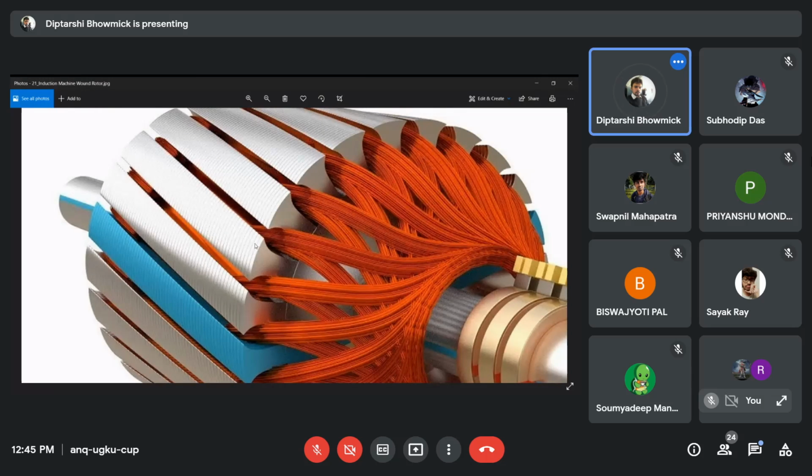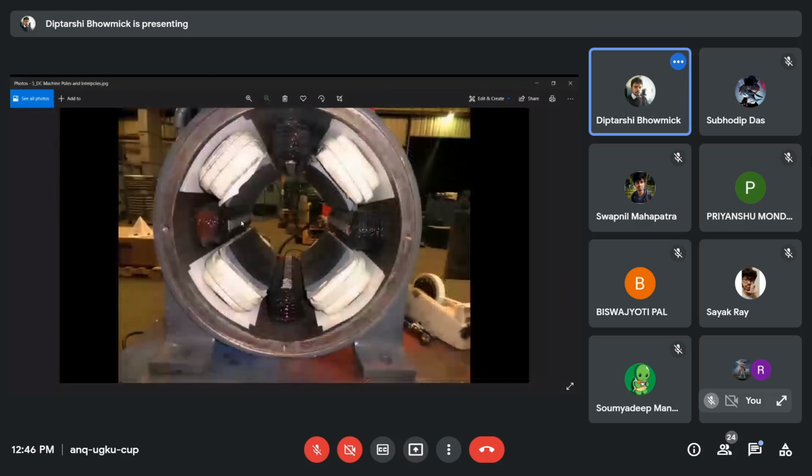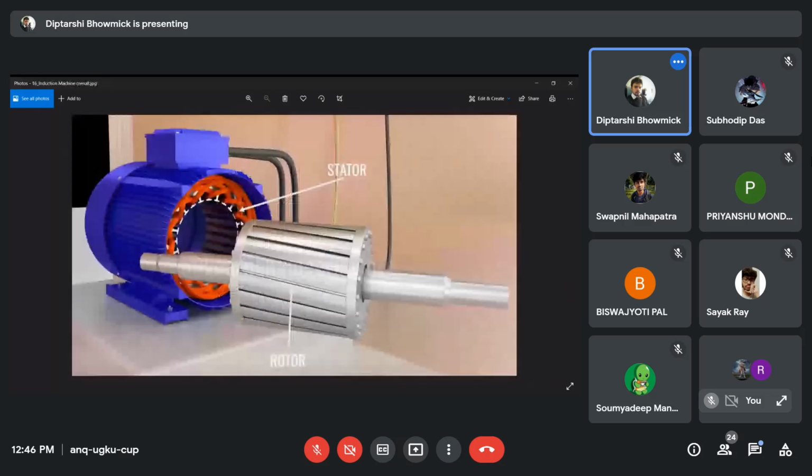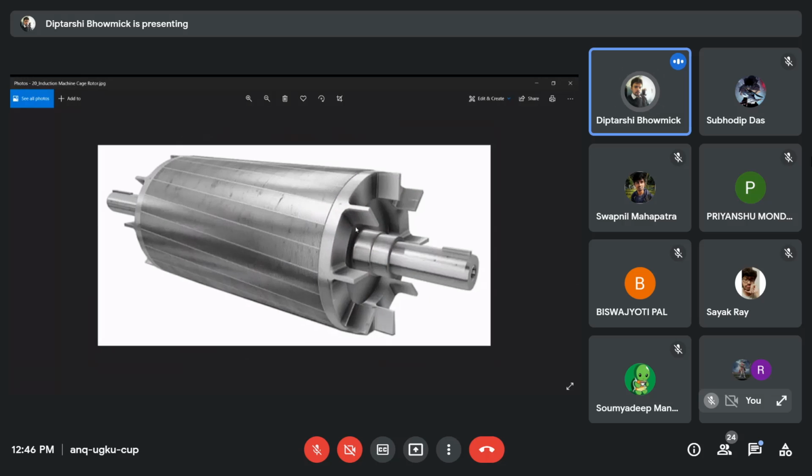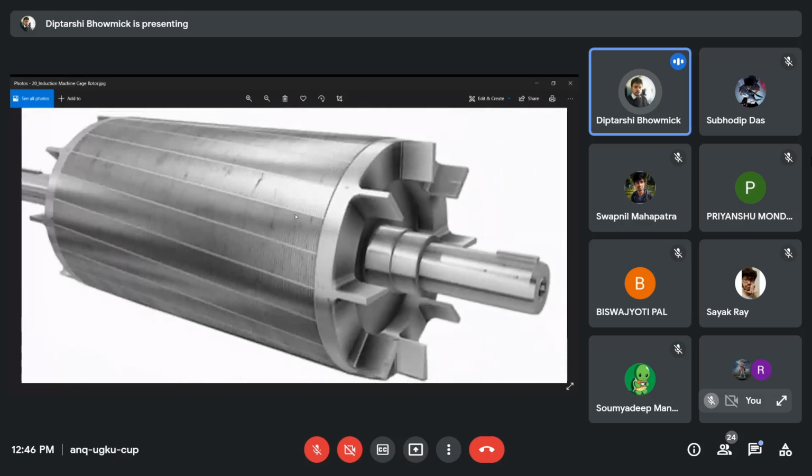Clear? That is for the wound rotor, that means for the slip ring machine. And in case of the squirrel cage machine also, you can see that this is laminated, because these are thin plates of lamination. See here, if you take a very close look, you can see the thin laminations.